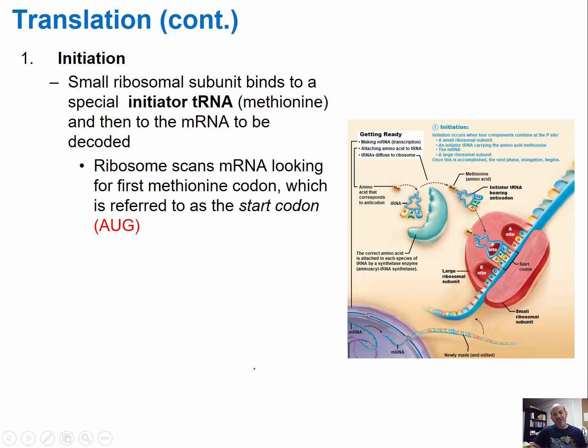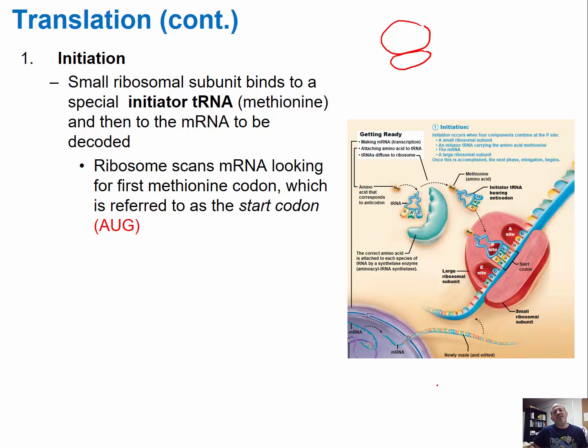So looking at initiation, a ribosome is going to be made of a large and a small subunit, and they're sort of illustrated right here. Here is the small subunit, and then over here this is the large subunit. And so the small ribosomal subunit is going to bind to a special initiator tRNA, and this particular one is going to be carrying the amino acid methionine. So all of our polypeptide chains always start with methionine, since it's the initiator.